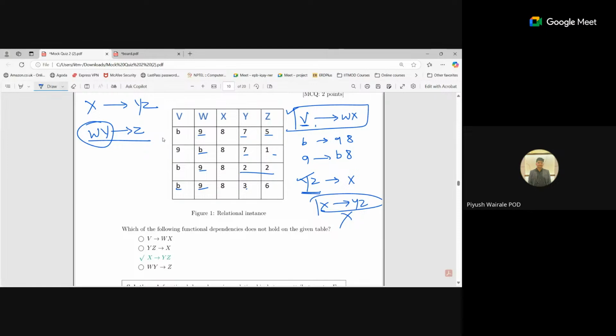So I hope this thing is clear. What is the concept of functional dependency? Any doubt in this particular concept? Sir, how do we first determine WX is correct? We determine X, WX. Yes, this one.